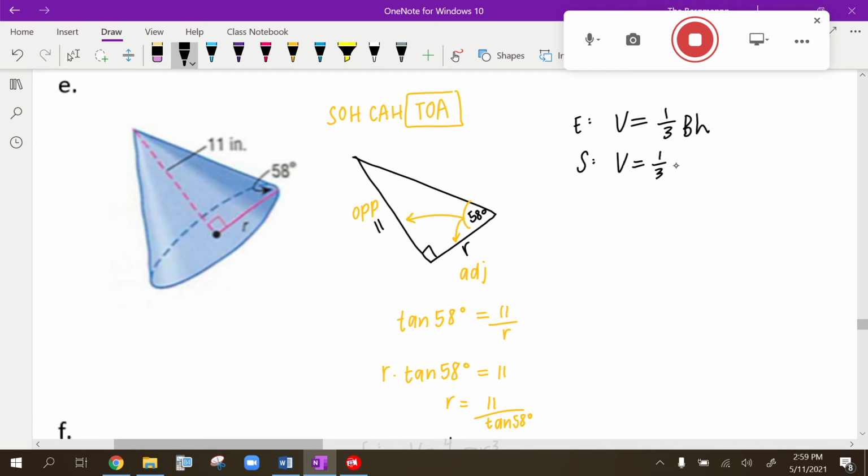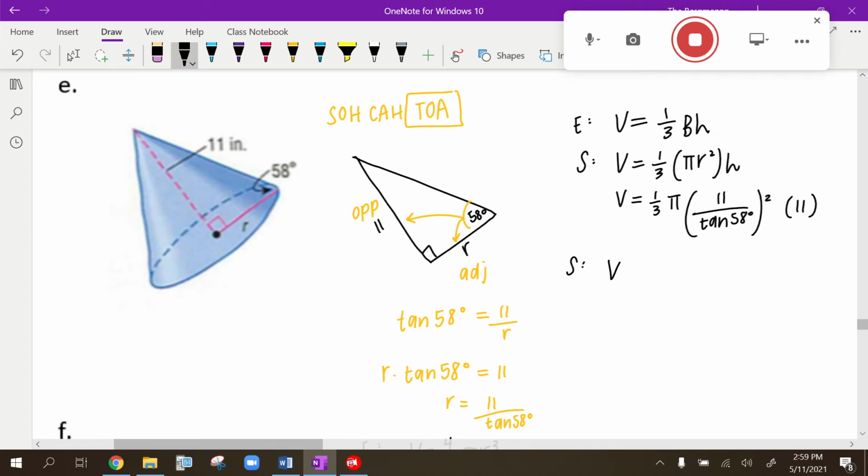Now that we have the radius, let's go ahead and use our formula. Substitute in the formula for area of the base. The area of the base is pi r squared because it's a circle. So let's substitute in our numbers. The radius of the circle we just found is 11 over tangent 58 degrees. We have to square that and then multiply by the height of the cone, which is 11.